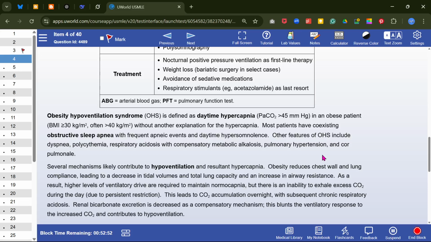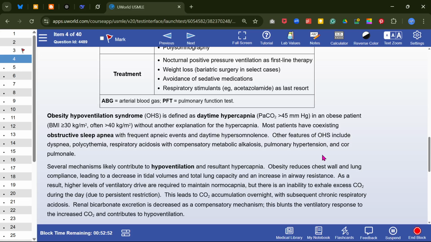Without another explanation for the hypercapnia, most patients have coexisting obstructive sleep apnea with frequent apneic events and daytime hypersomnolence. Other features of obesity hypoventilation syndrome include dyspnea, polycythemia, respiratory acidosis with compensated metabolic alkalosis, pulmonary hypertension, and cor pulmonale.